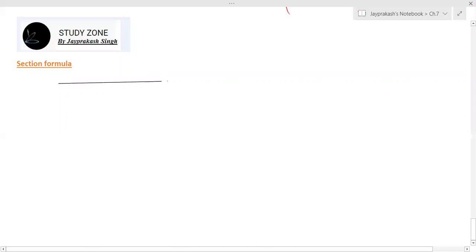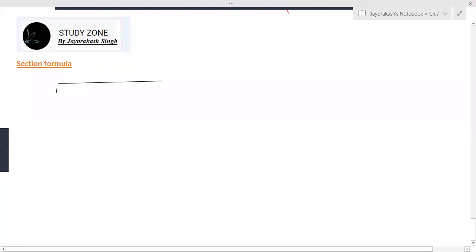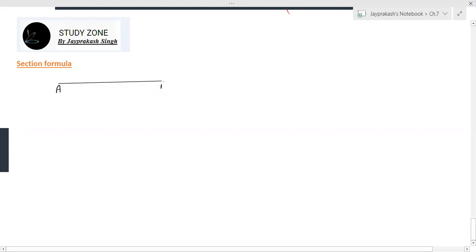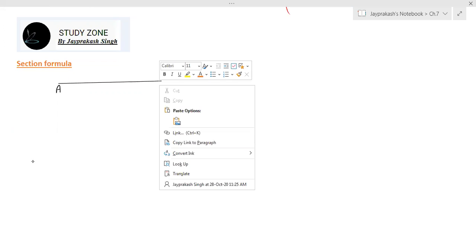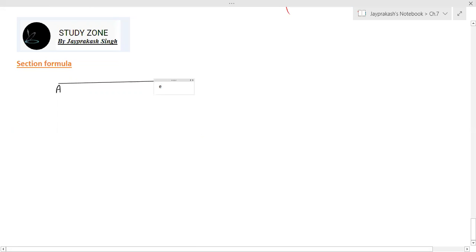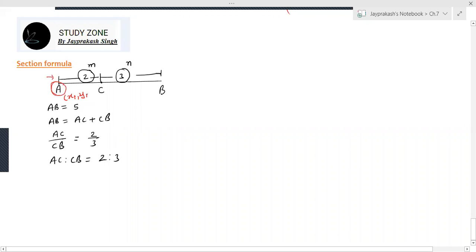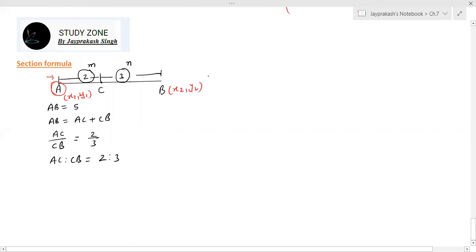So in section formula, suppose this one is the given line. We are considering the line segment's one endpoint as point A and the second endpoint as point B. Now, if there is any point on the line by which this line is divided in two parts or three, coordinate of A as x1, y1 and the coordinate of B as x2, y2, and we want to find the coordinate of the point C.